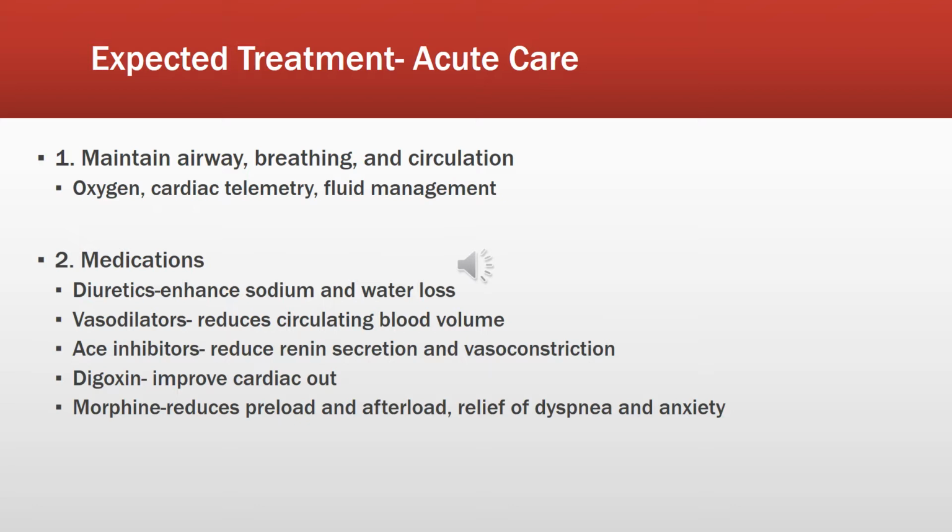Vasodilators can help by reducing circulating blood volume. ACE inhibitors may help by reducing that renin secretion and vasoconstriction. Digoxin would help by improving cardiac output, improving the contractility of the heart. Morphine may be a medication used also. Morphine will reduce the preload and afterload of the heart. It helps relieve dyspnea and anxiety caused by the dyspnea.